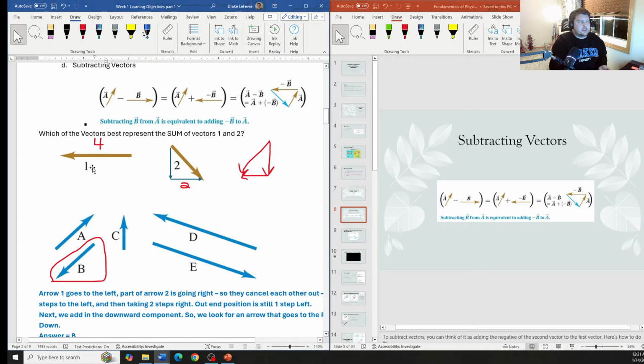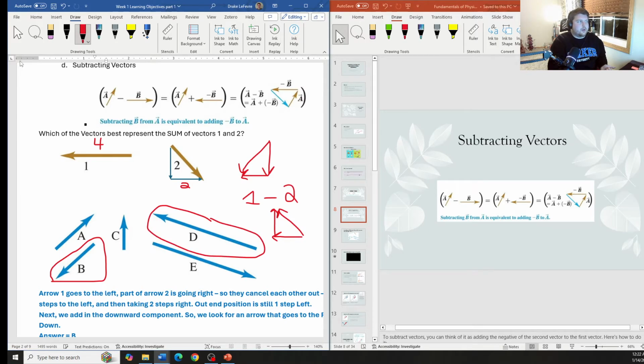So if I were to instead do the subtraction, 1 minus 2, we could flip the directions of 2. Right now it's going down and to the right. We would completely reverse it, and instead it would be going up and to the left. And so then we could add it. We have our x value here. We have our y value of that here. We add those together. So now we have 2 steps to the left plus 4 steps to the left. That gives us 6 steps to the left. So a huge arrow to the left. And instead of going down, we're going up. So that would look more like our D value right there.